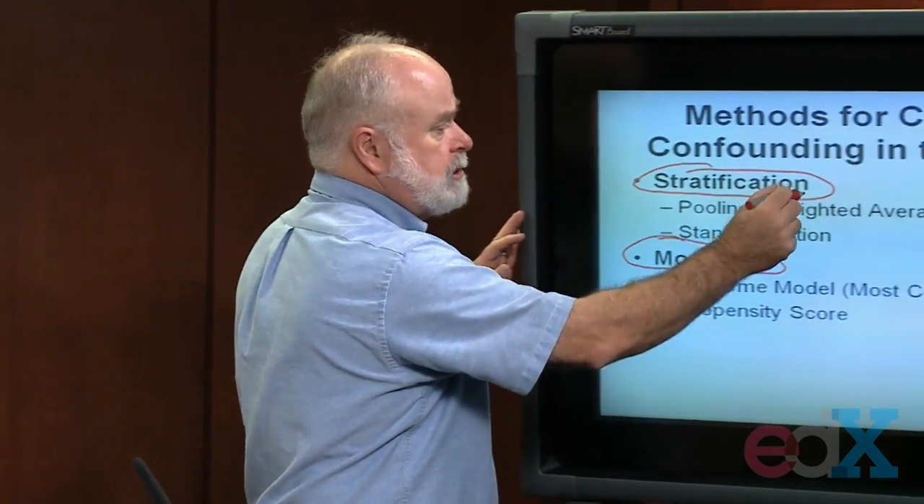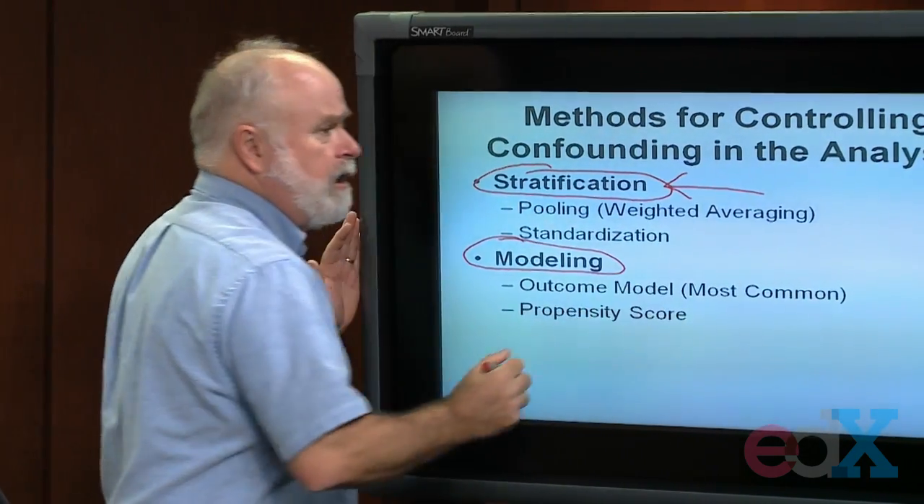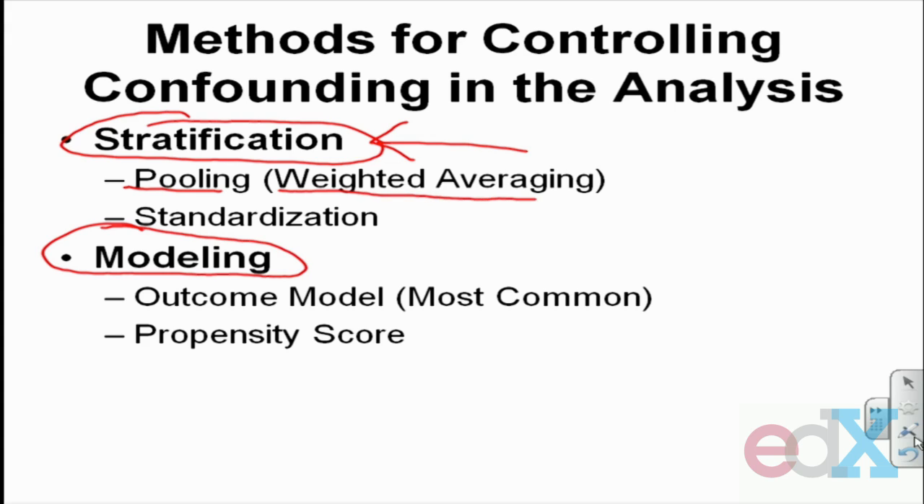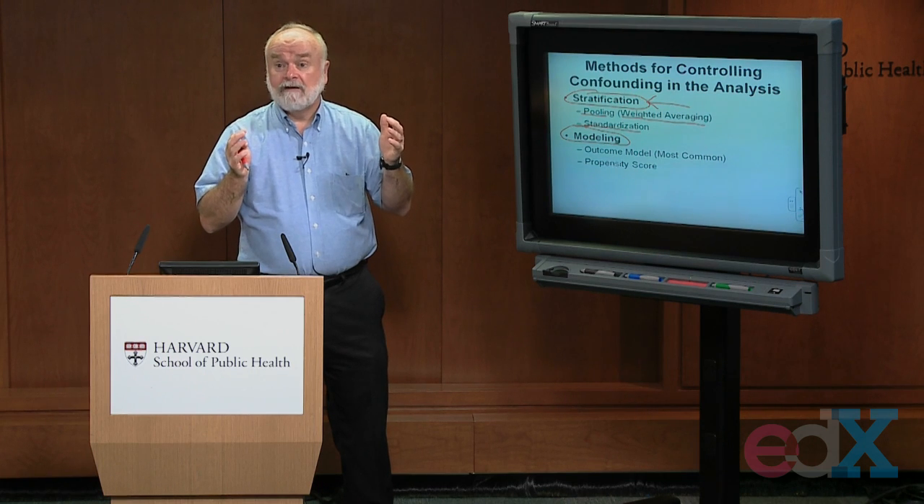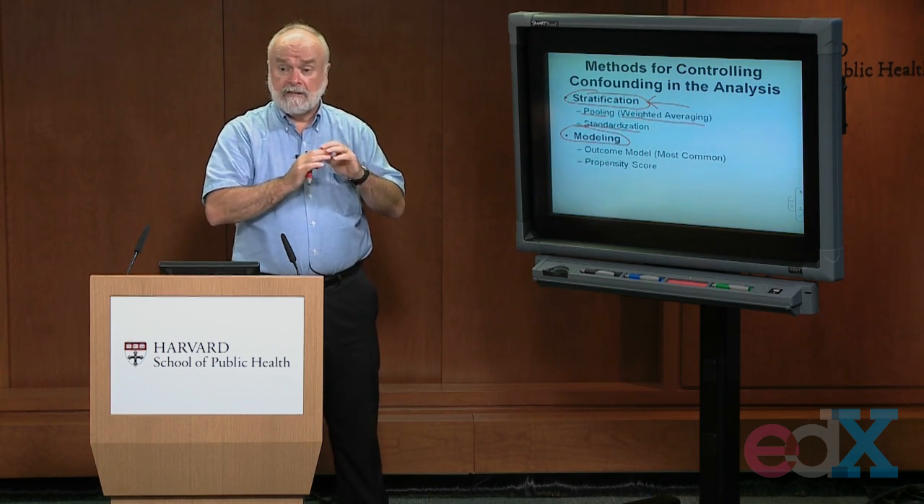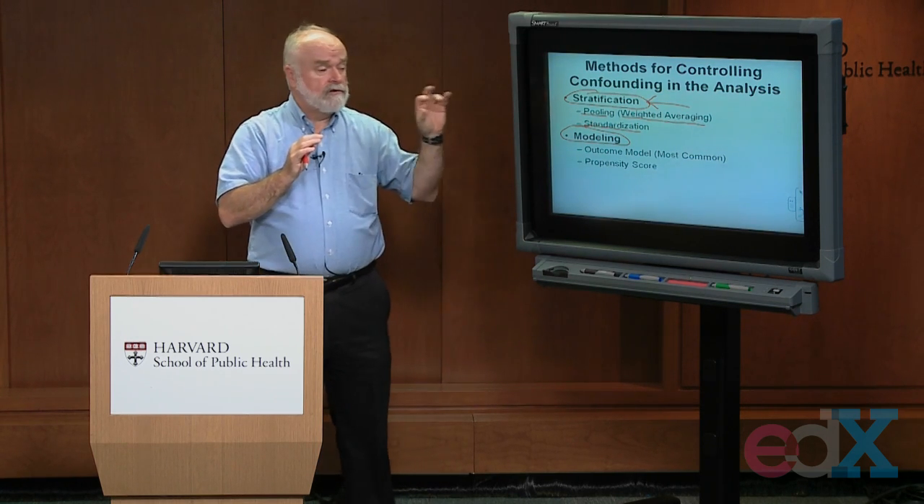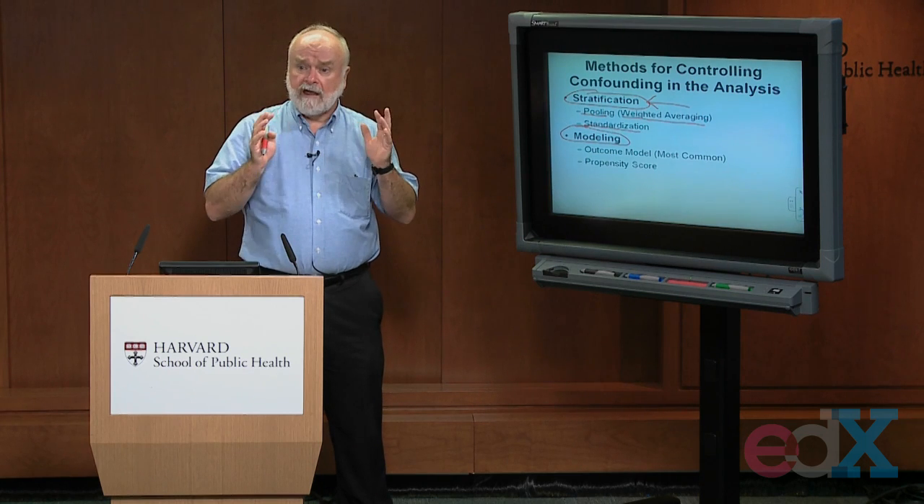I'm going to talk first about stratification. And there are two ways we can use data from stratification. We can do something called pooling, or more often referred to as weighted averaging. And that's what I'm going to show you first. We can also do something called standardization. And Marcello's mentioned standardization in his lectures. We're going to use it again in the next series of lectures when I talk about another concept, something called effect modification. We'll talk about standardization then and how it can be used to give you adjusted estimates. But for the time being, I want to focus on stratification using the notion of weighted averaging.